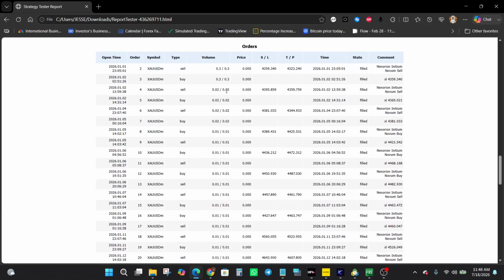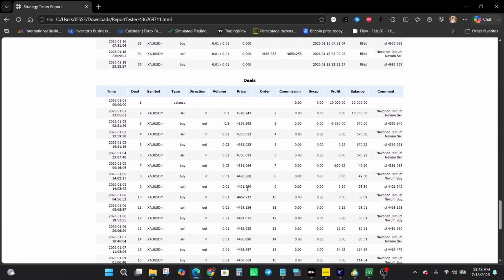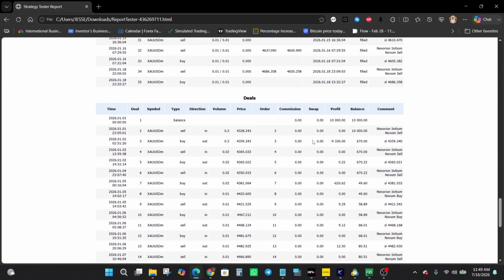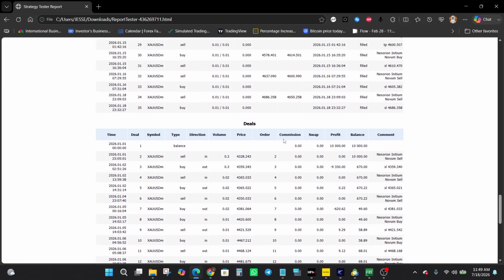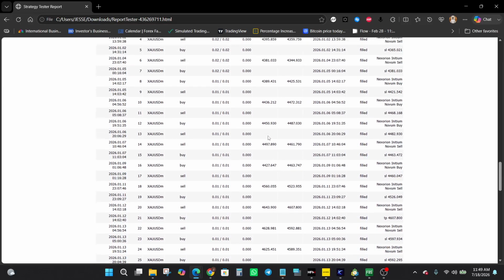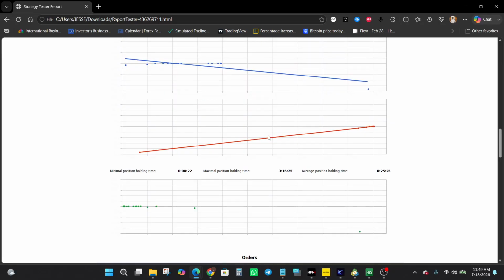Here we have 0.3, here we have 0.02, here we have 0.01. So there are different lot sizes being used. It's not a fixed lot size, and it lines up with the dynamic volume setting being enabled. I also noticed the stop loss distance configured here is considerably wider than the take profit target, and there is a trailing mechanism active as price moves in favor of the position. So here's where things get important.